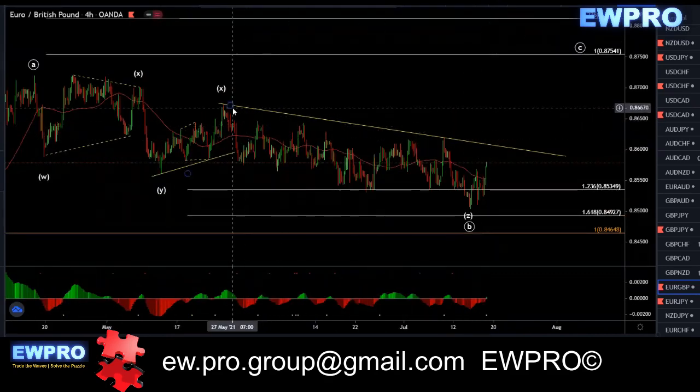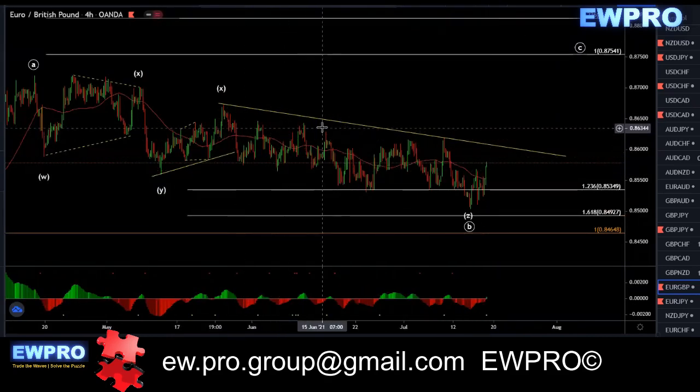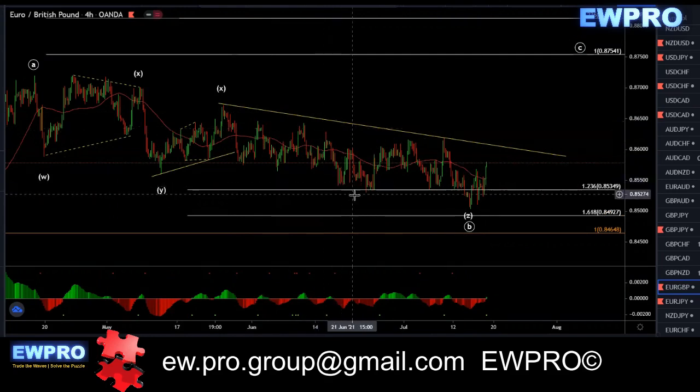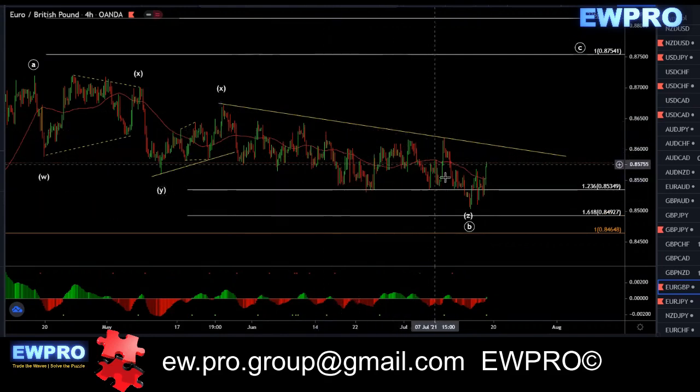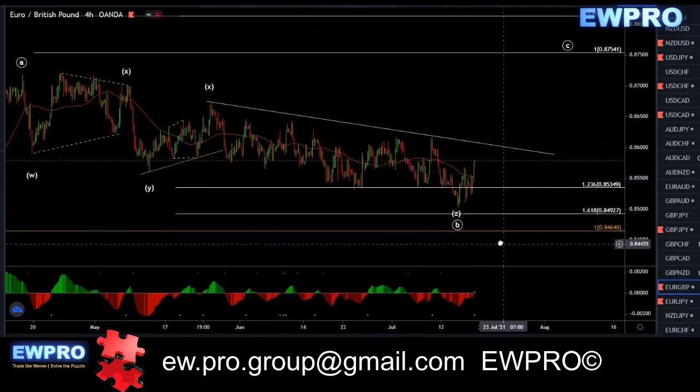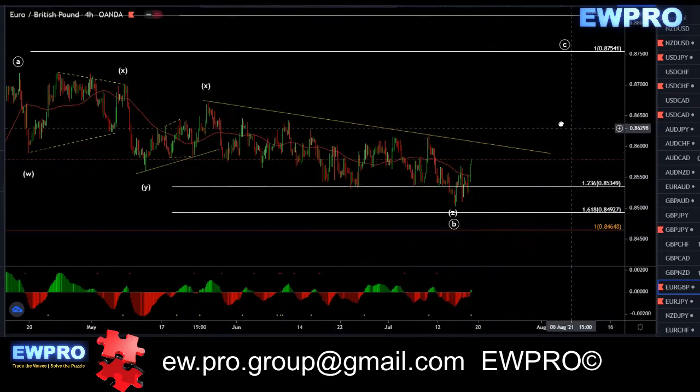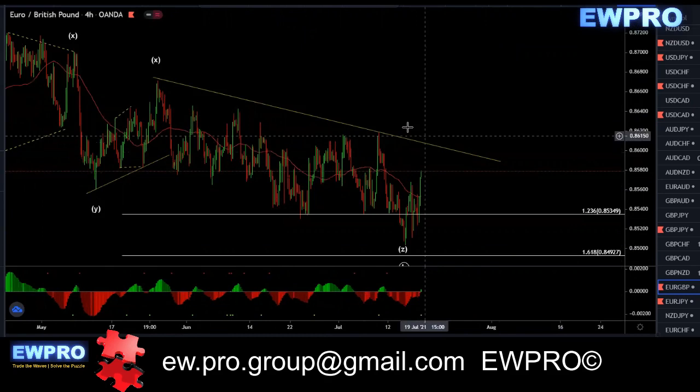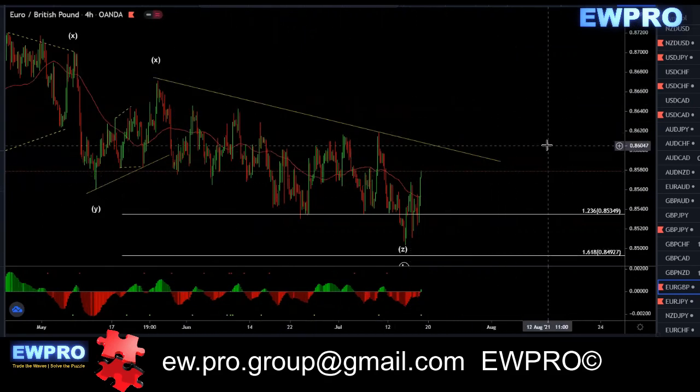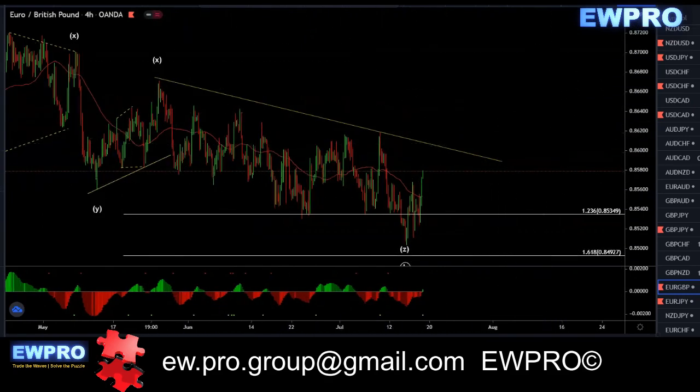I was looking at this as 1, 2, 3, 4, 5 as an ending diagonal here. It's just continued on. Really, for the buy, you want to wait, break this top, and then give us your buy setup.